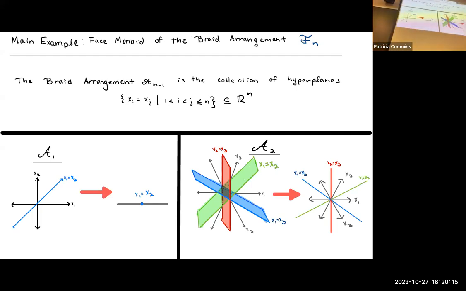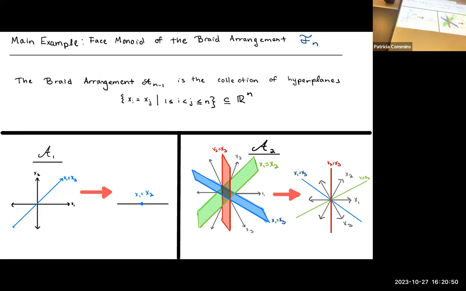And the main example for today is going to be the face monoid of the braid arrangement. So before we define that, we're going to talk a little bit about what the braid arrangement is. There's a kind of confusion with indices where you usually index the braid arrangement by n minus 1, and you think about living in R^n, and you have n choose 2 hyperplanes, so one hyperplane for every pair of coordinates, and the hyperplanes are of the form x_i equals x_j for every pair.